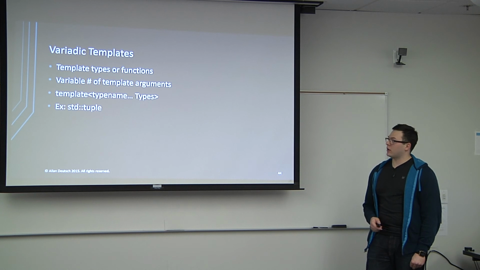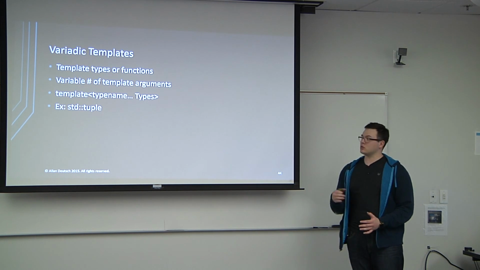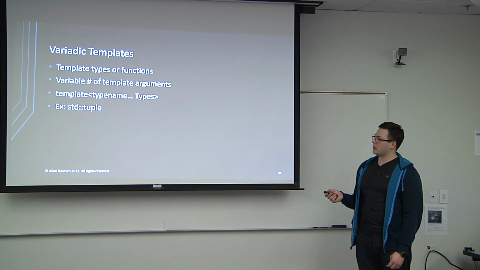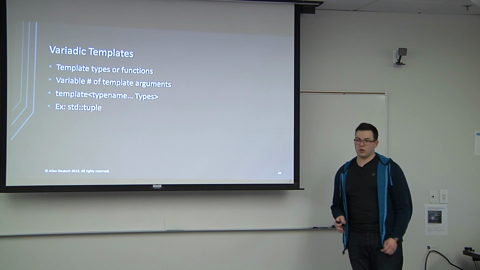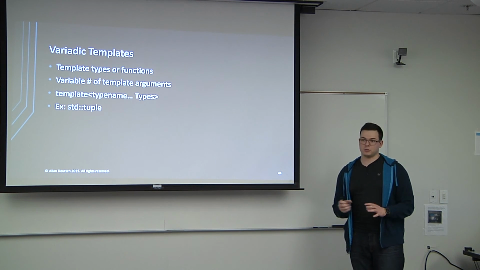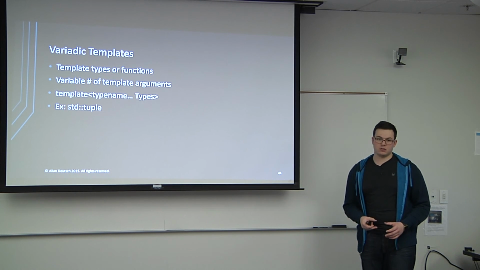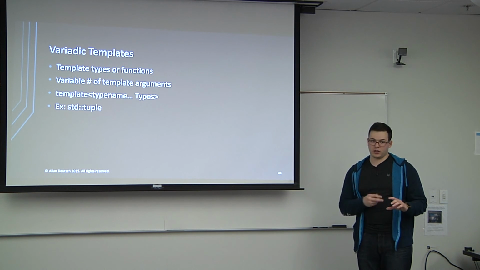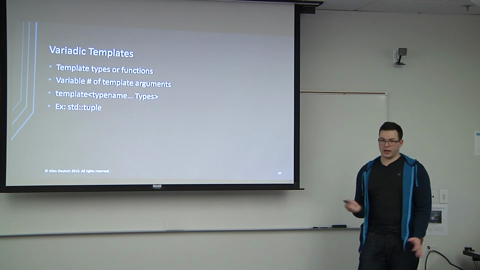You can also use them with variadic templates. So the template types or functions can be used for lambdas. Variable number of template arguments, such as typename... args, right? So that's a variadic template. An example of that is a standard tuple. A tuple is basically just an object that has one element of each of the types you pass in the template parameter list. So you could have std::tuple<int, float, bool>, and then it will have one of each of those members in the tuple, and you can access them using std::get.